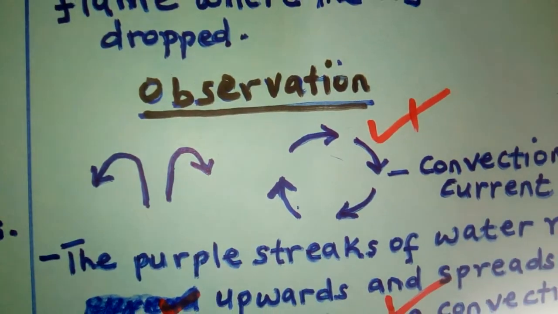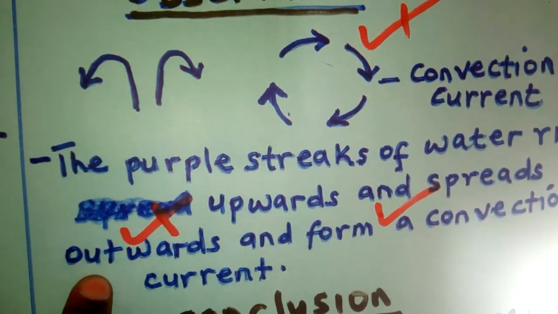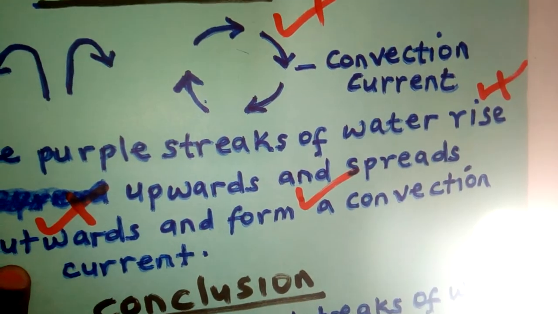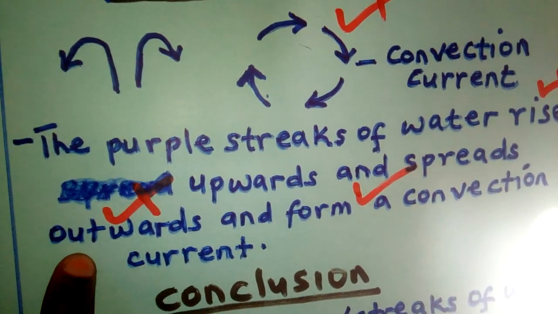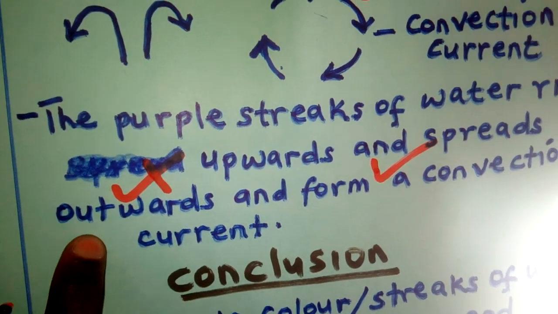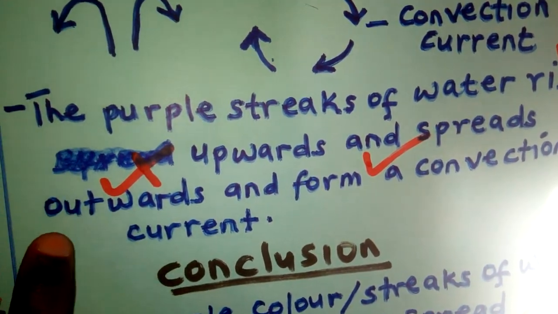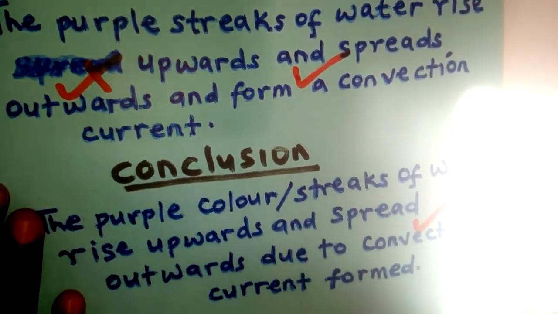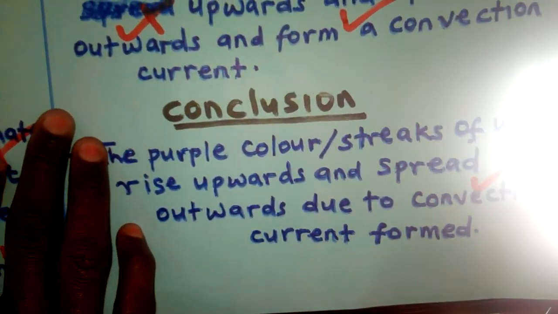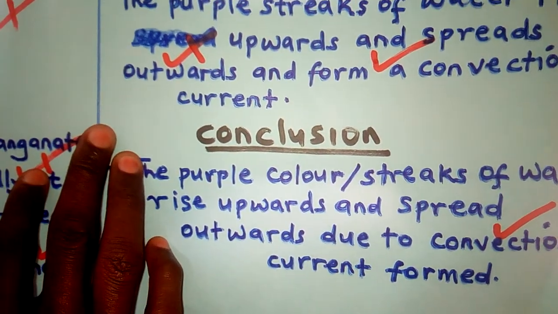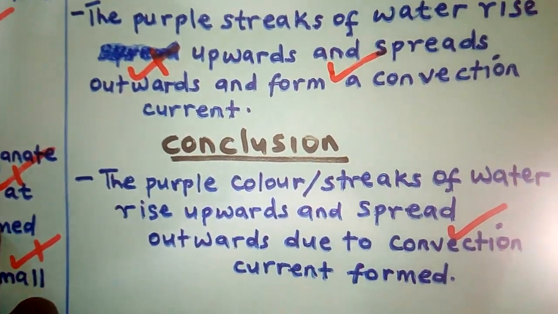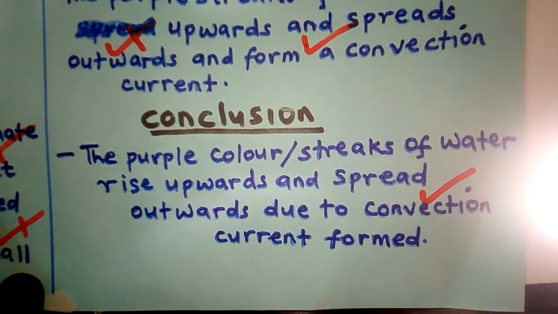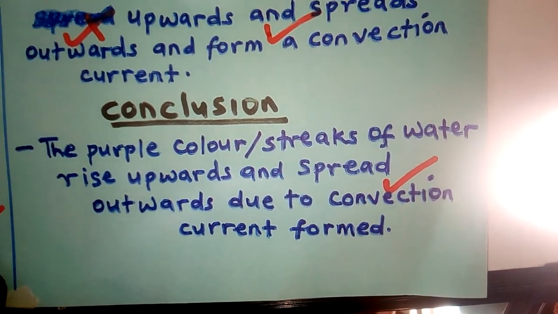So you get your marks for observation, the diagram, and then saying the water, the purple color, rising upwards, you earn, then spreading outwards, you earn, and forming a convection current, you earn. Then finally, you earn for the conclusion. You conclude after observing. And what is the conclusion here? The purple streaks of water rise upwards and spread outwards due to convection current formed.